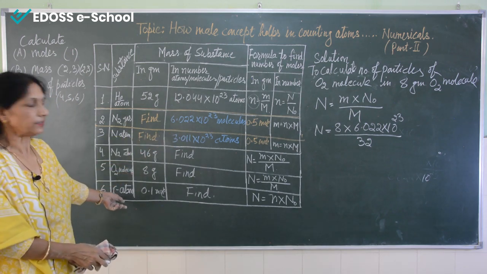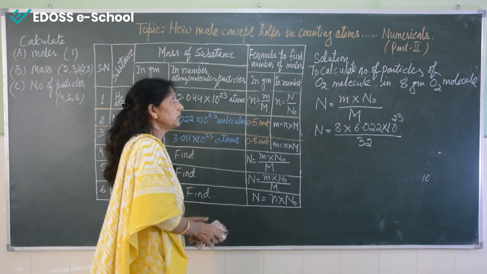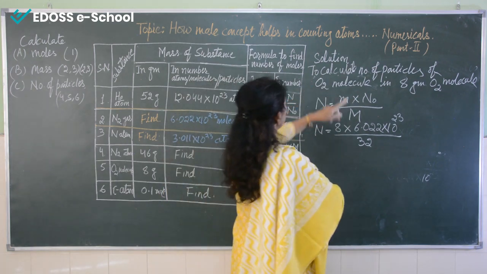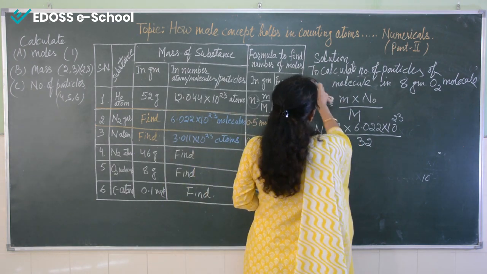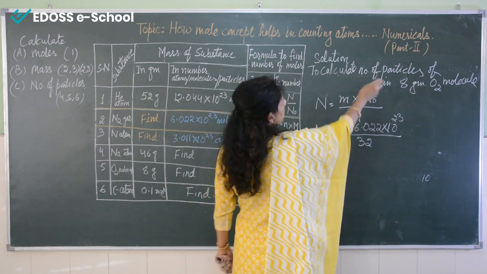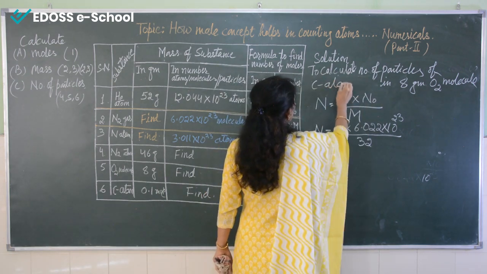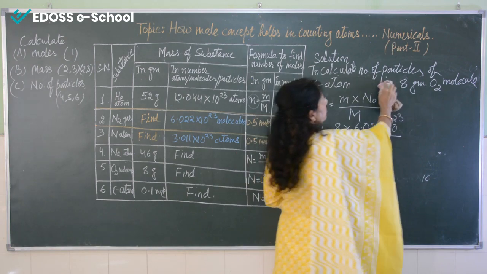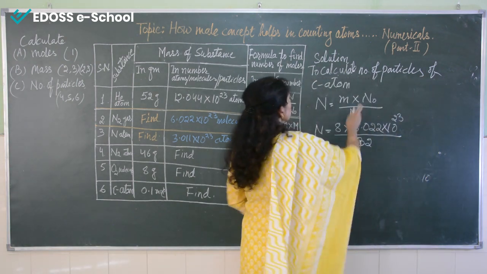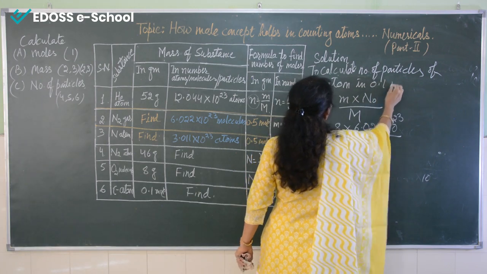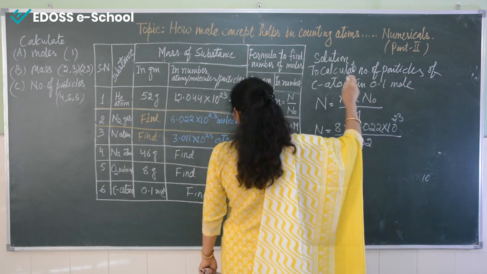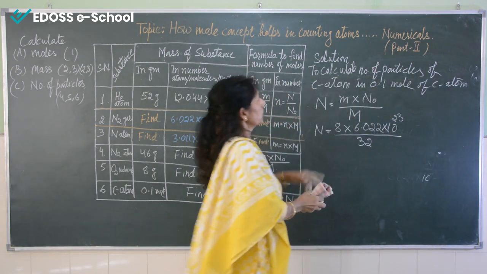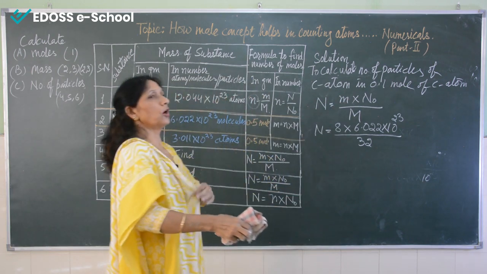Now coming to the last question, that is carbon atom. Now in this case the question is to calculate the number of particles of carbon atoms. To calculate the number of particles of carbon atom, here in place of gram, now it is given in mole. In 0.1 mole of carbon atom.